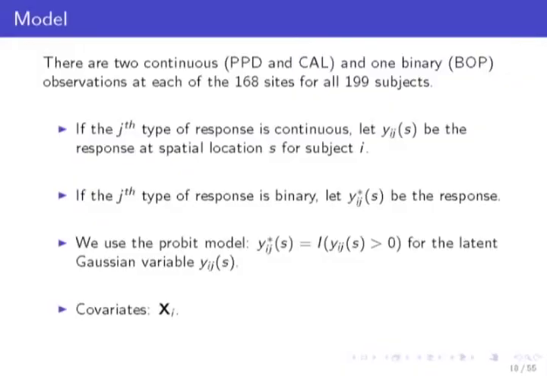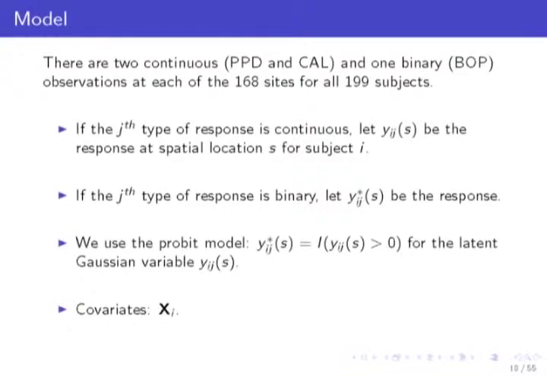So here we have 2 continuous measures: pocket depth and attachment loss, and 1 binary, each for 168 sites for all the 199 subjects. So Y_ijs denotes our response. i is the subject, j is the type of response, and s is the spatial location. So i goes from 1 to 199, j is 1 to 3, and s is 1 to 168. Now if the jth response is binary, let Y_ij star be the response, and we can use the probit trick to get into a continuous framework.